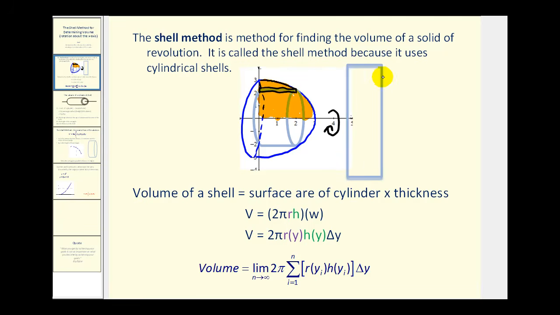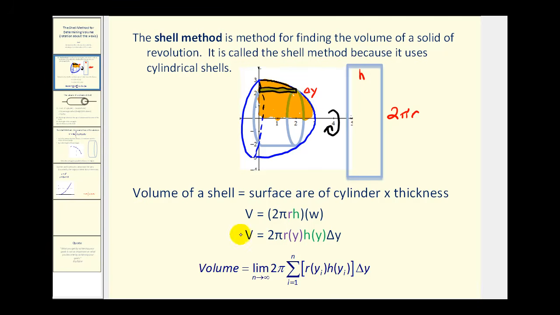So if we were to cut this shell and unroll it, it would be a long rectangle where this distance here would come from the circumference of the circle, and that's equal to 2 pi r. And this distance here would come from the height of that rectangle. So to determine the volume of the shell, we'd have to take this surface area and then multiply it by the thickness of that shell. And with this orientation, the thickness of this rectangle would be delta y.